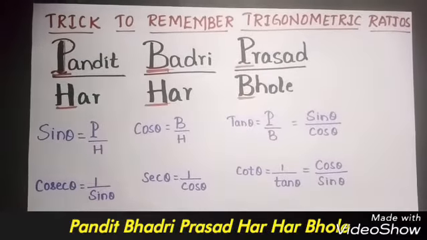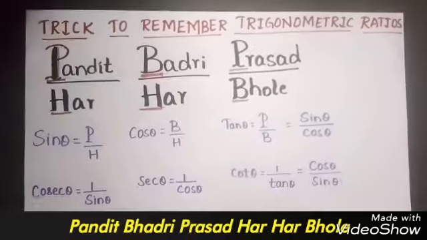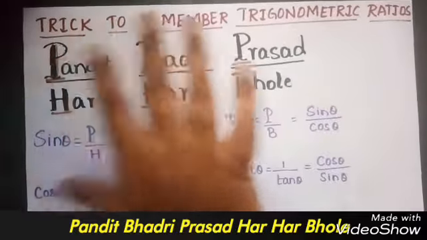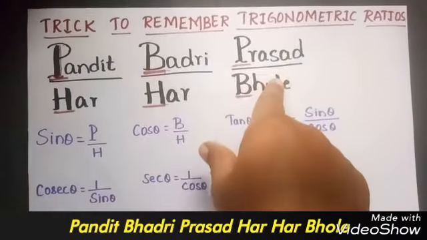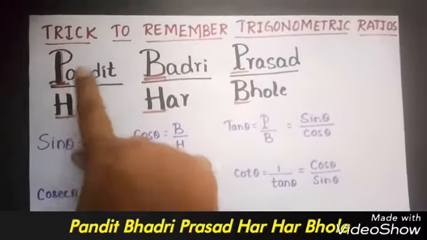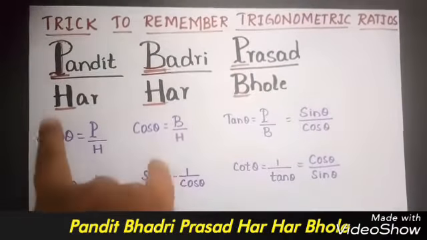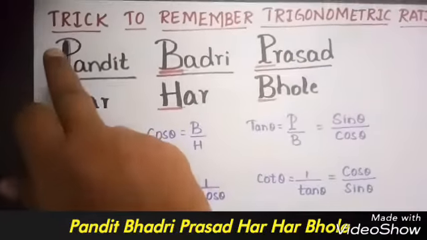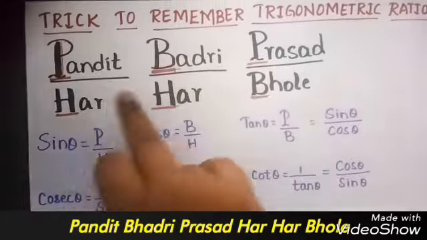Now here is the trick to remember trigonometric ratios. What does the trick say? Pandit Badri Prasad Har Har Bole. Just write this one sentence: Pandit Badri Prasad Har Har Bole. Then take the first letters: Pandit P, Badri B, Prasad P, Har Har H, Bole B. What do these letters indicate? P for perpendicular, B for base, H for hypotenuse.